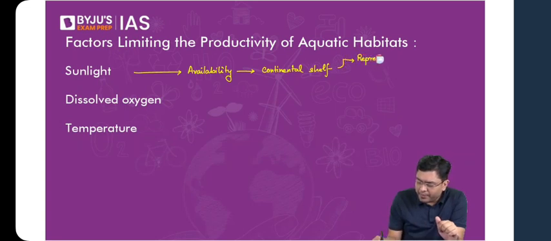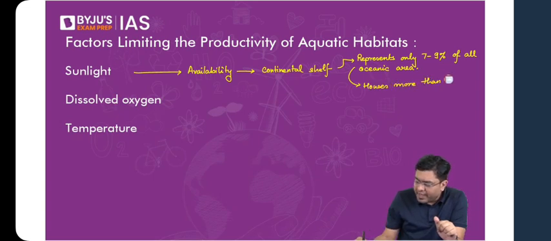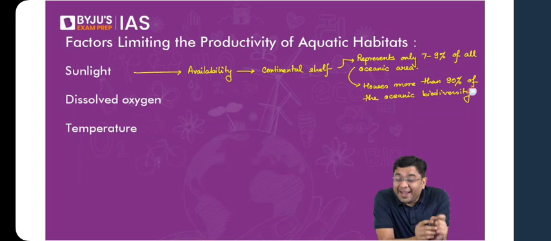only 7 to 9% of all oceanic area and houses more than 90% of the oceanic biodiversity. Okay, it houses more than 90% of the oceanic biodiversity that is included in the region of the continental shelf in itself. So that is why sunlight is very relevant.